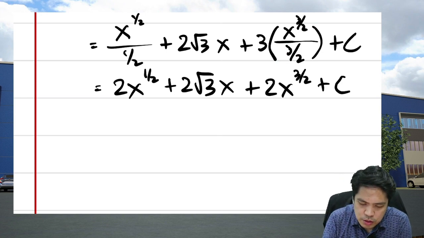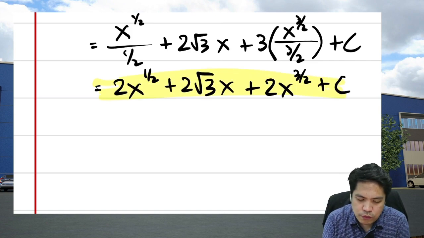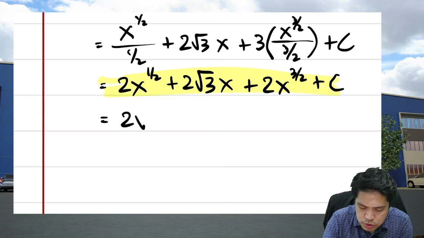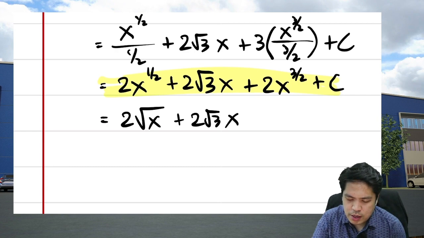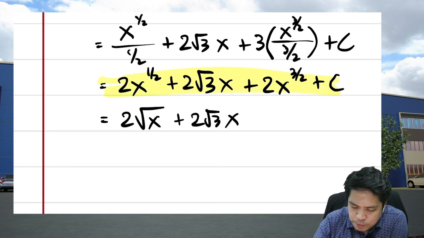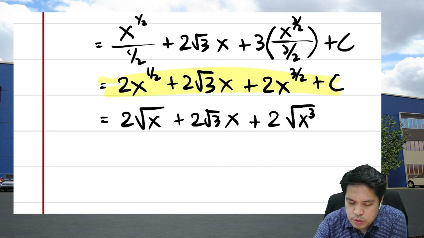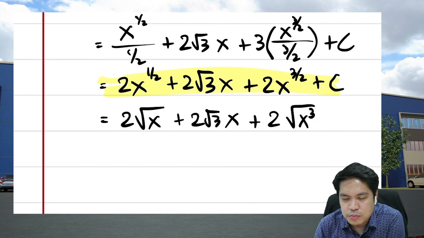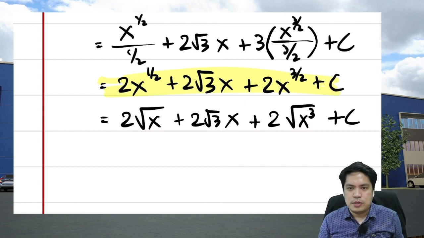So, if you want to be consistent, meaning kung ano yung given, ganun din yung form ng answer. So, we could rewrite this as 2 square root of x plus 2 square root of 3x, or pwede rin 2x square root of 3. Pareho din yun. Then plus 2 square root of x cubed, or that is the same as x square root of x. Ayan. Then plus c. So, that would be our answer.